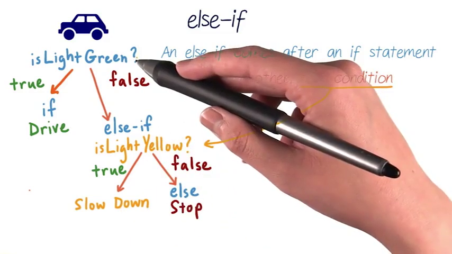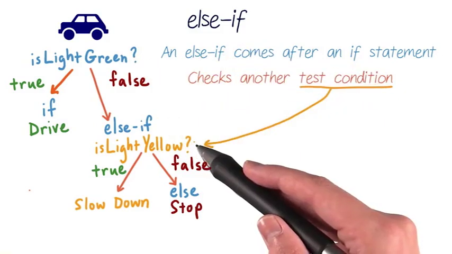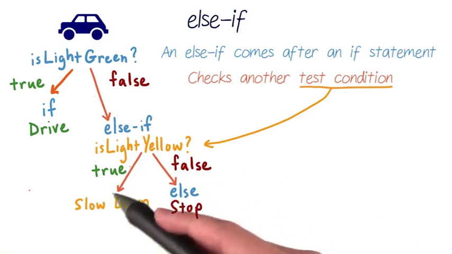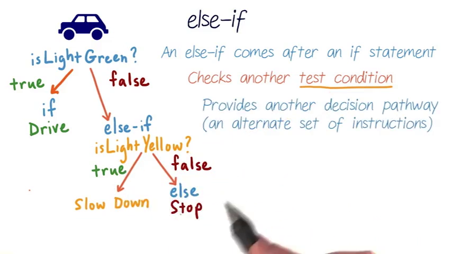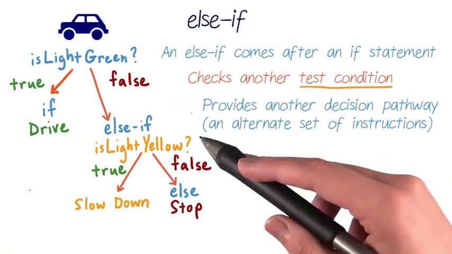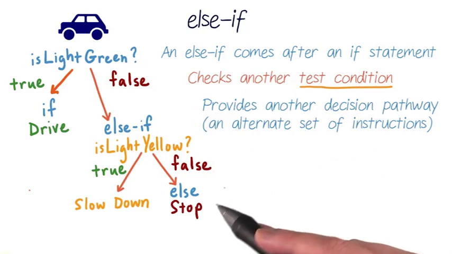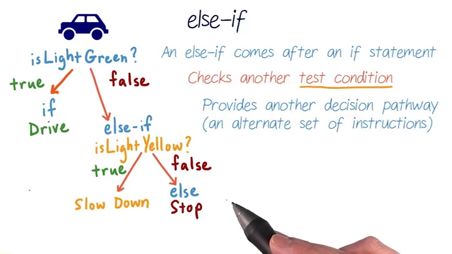So when isLightGreen is false, our code will go to our else if. And if its test condition isLightYellow is true, then we can print out slow down. And slow down becomes another decision pathway. So only if both of these light conditions are false will our code go to our else and print out stop. Let's see what this looks like in our self-driving car Java code.